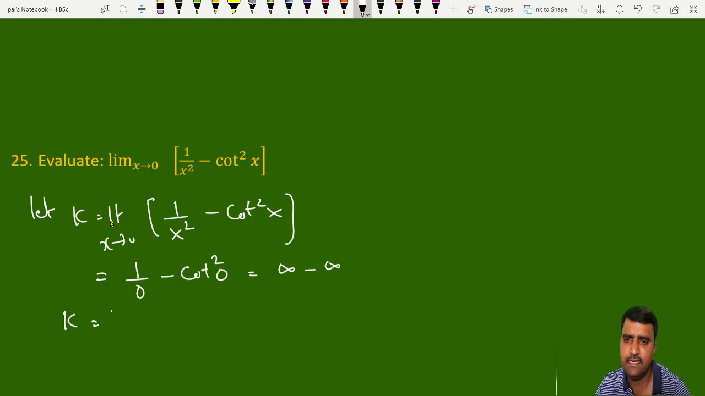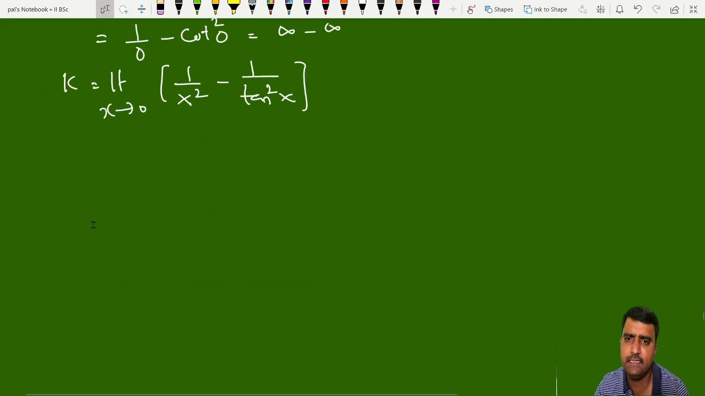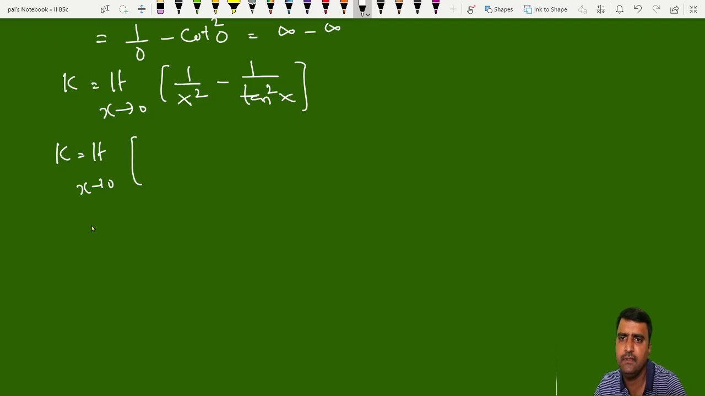Now we simplify this. k is equal to limit x tends to 0. 1 by x square minus cot square x can be written with cot square x as 1 by tan square x. You take x square tan square x as the LCM, and simplifying, k is equal to limit x tends to 0 of (tan square x minus x square) divided by x square tan square x.